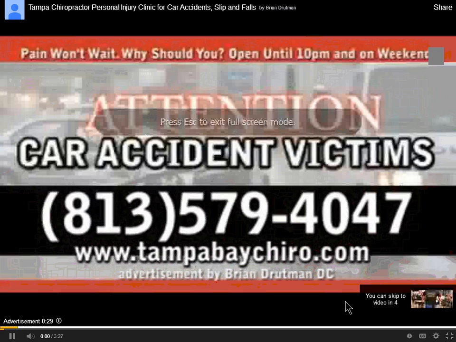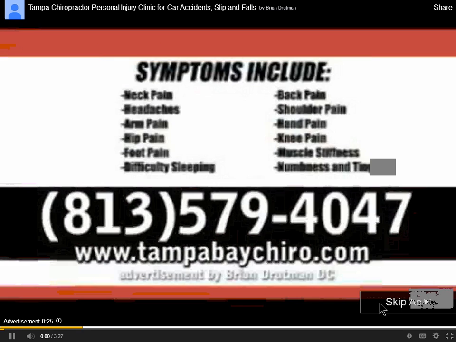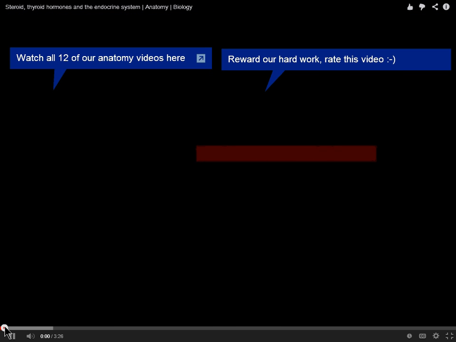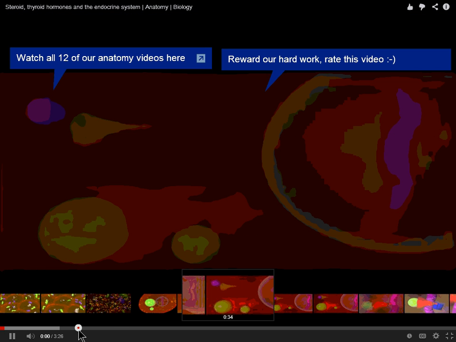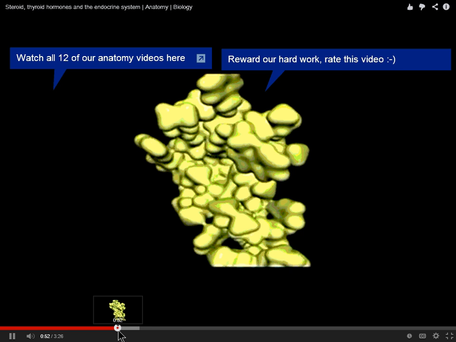Attention, recent car accident victims in Tampa. Most car accident victims worry more about the damage to their car than they do their own.